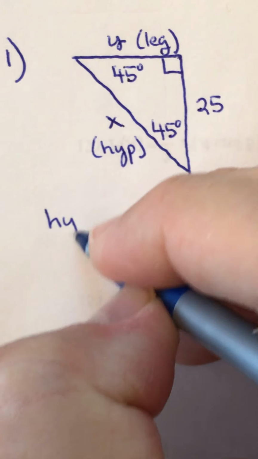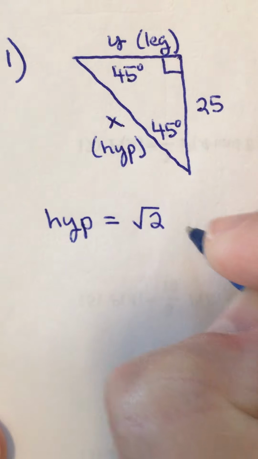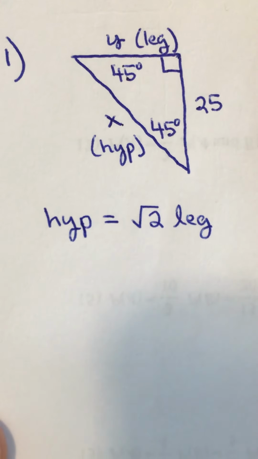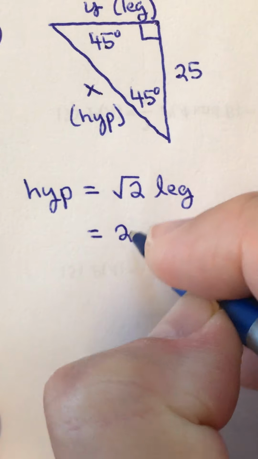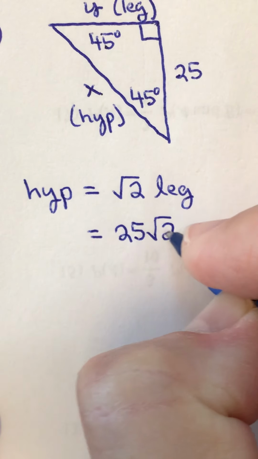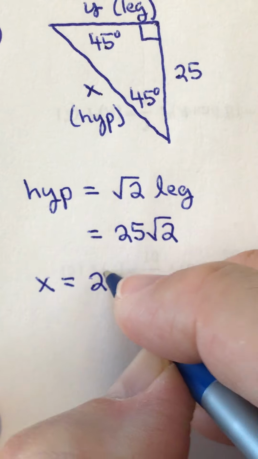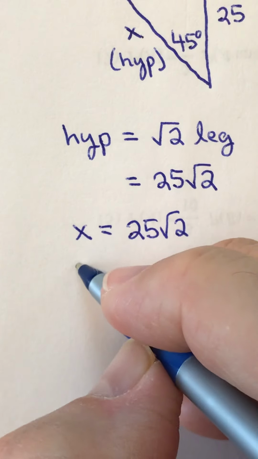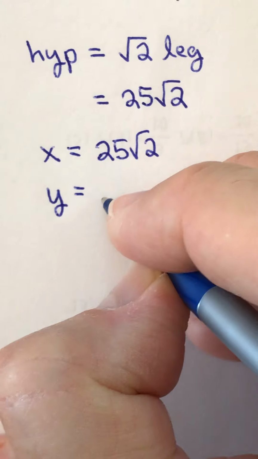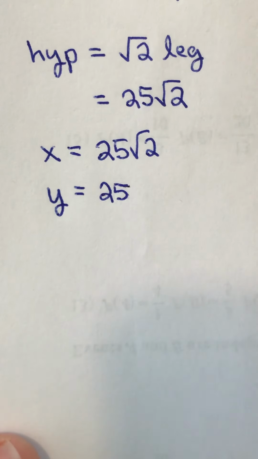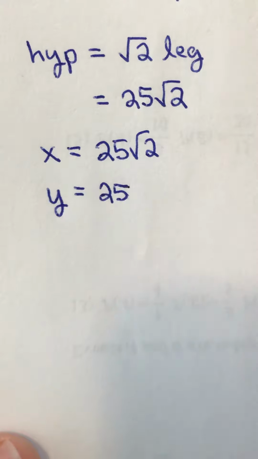And then I'm going to write down everything I know about the 45, 45, 90. I know that the hypotenuse is the square root of 2 times the leg. But in this problem, I know what the leg is. The leg is 25. So I'm going to replace leg with 25. So the hypotenuse, which is x, is 25 times the square root of 2. And the y, which is my leg, well, that's the same thing. The legs are the same in a 45, 45, 90, so that also has to be 25. The other type of problem on a 45, 45, 90 is they might give you the hypotenuse, and then I replace this with that value and I solve for leg.